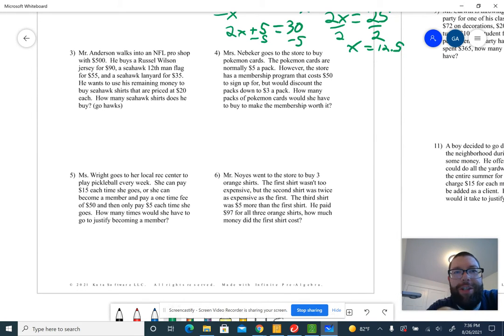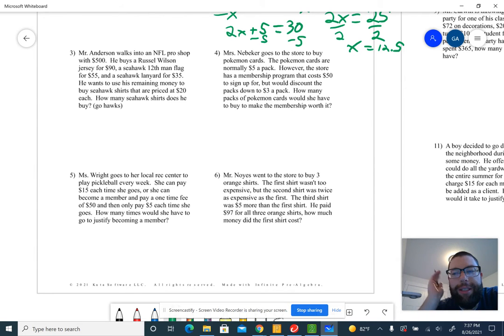Okay, Mr. Anderson walks into an NFL pro shop with $500. Also, if you don't know, I am a little bit of a Seahawks fan. So he buys a Russell Wilson jersey for $90, a Seahawk 12th man flag for $55, a Seahawk lanyard for $35, and he wants to use his remaining money to buy Seahawk shirts that are priced at $20 each. How many Seahawk shirts does he buy?